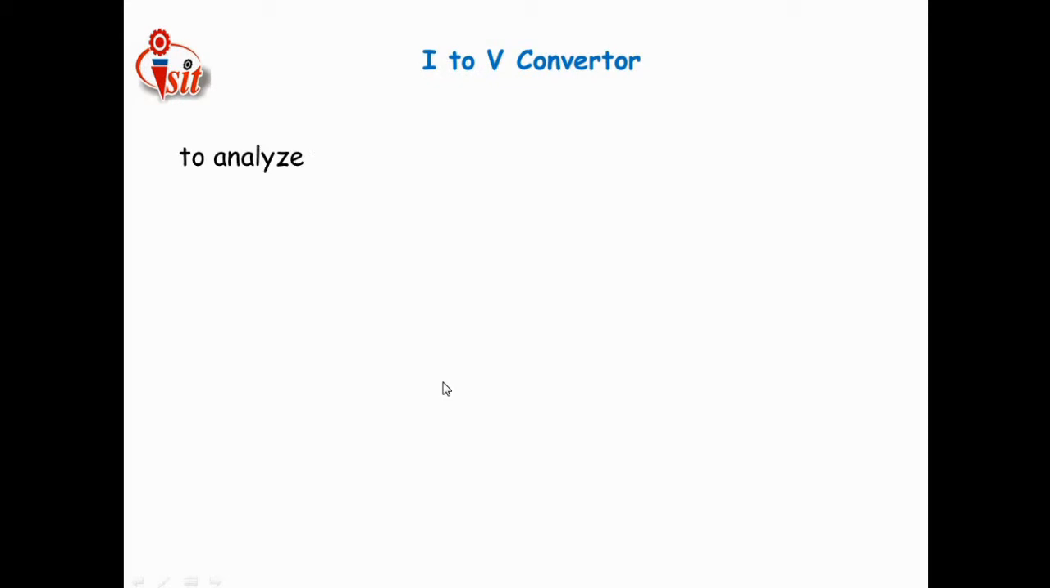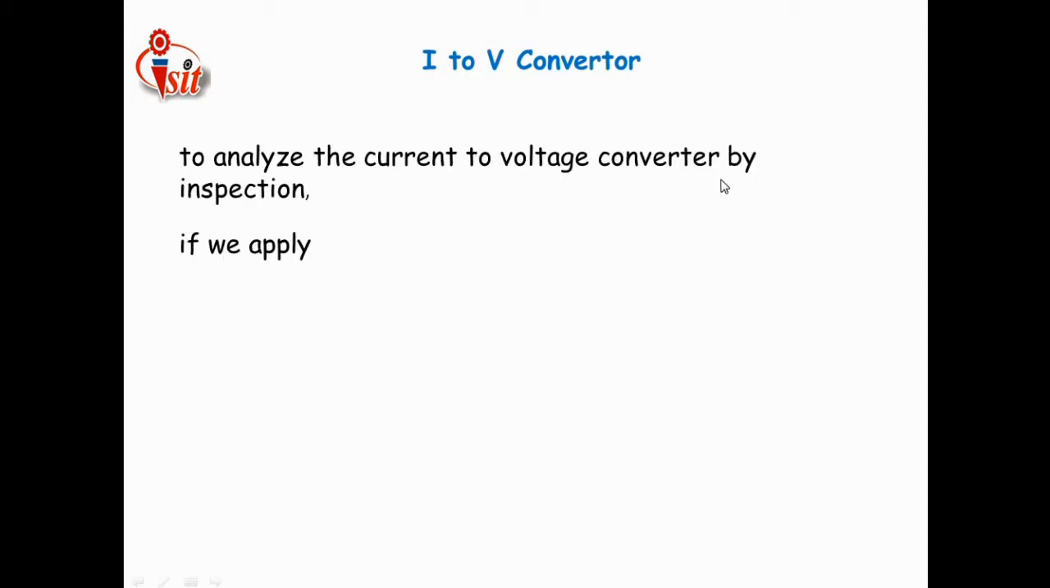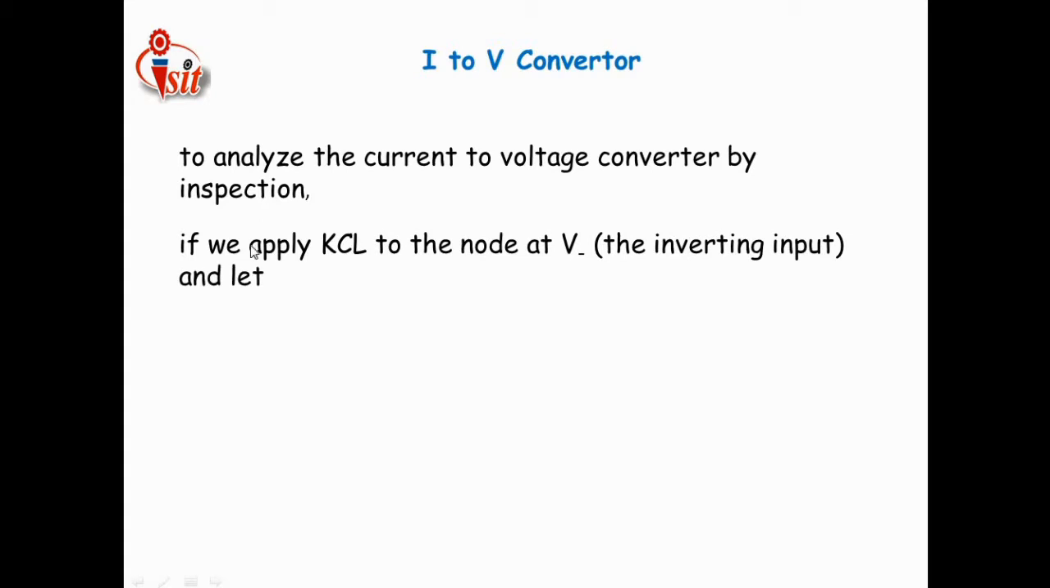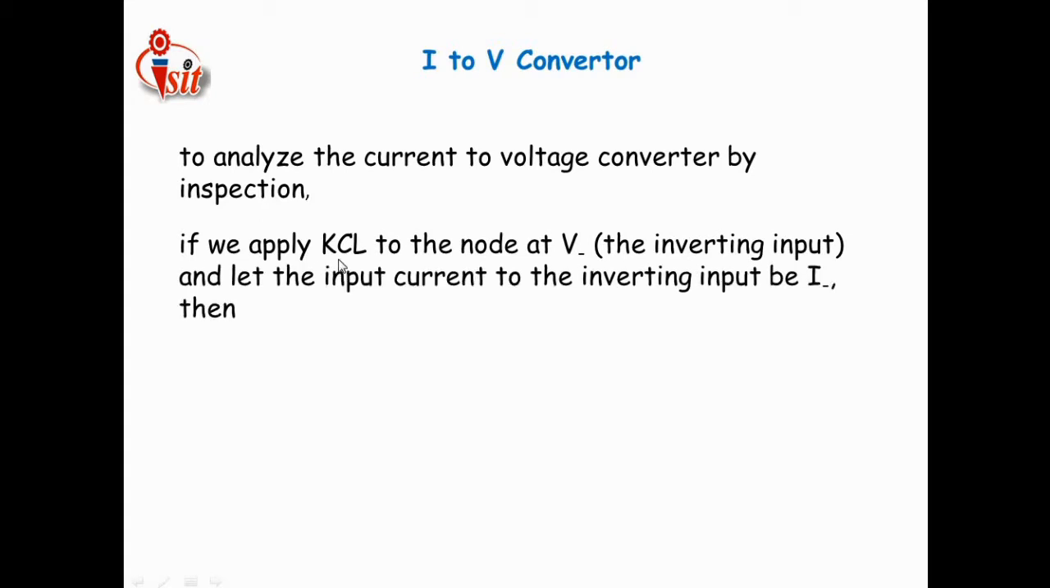To analyze the current to voltage converter by inspection, we apply KCL. KCL means Kirchhoff's current law. What does Kirchhoff's current law say? In every node, in any electronic circuit network analysis, the incoming currents towards the node are equal to the outgoing currents from that node. That means the summation of incoming currents is equal to the summation of outgoing currents. By using this, if we apply KCL in the previous circuit, what do we get?